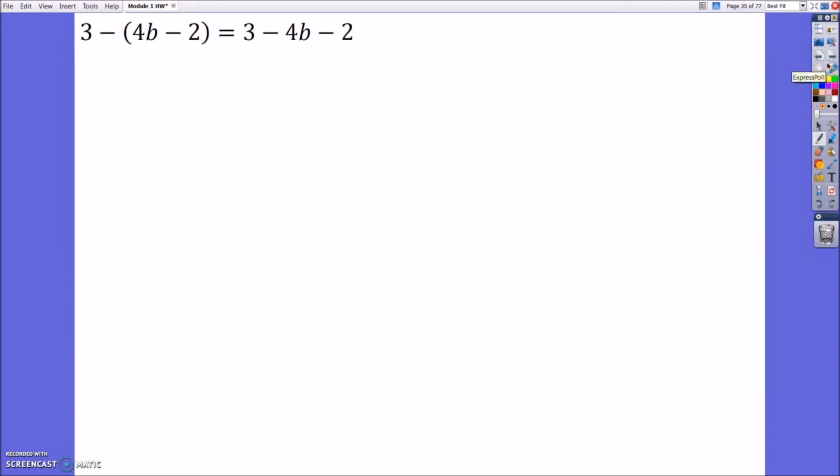Let's go ahead and look at this one now. When I distribute this negative to each and every term, the problem will look like 3 minus 4b plus 2 is equal to 3 minus 4b minus 2. If you notice, once we distribute that, they look very similar, but let's see what happens when I simplify it further.